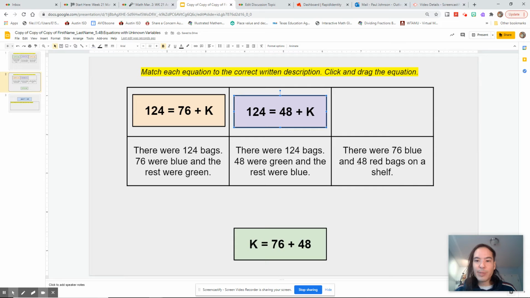There were 76 blue and 48 red bags on a shelf. Oh, they even changed the color. All right, so 76 blue and 48 red bags on the shelf.